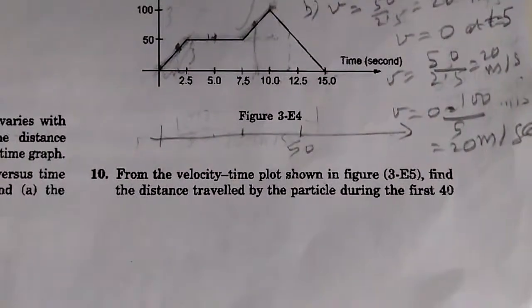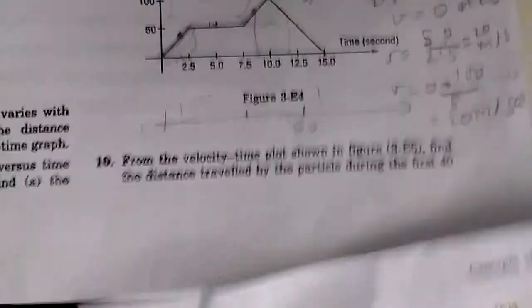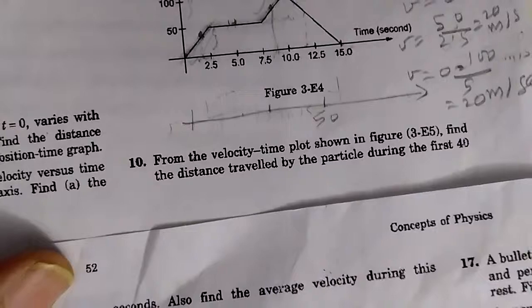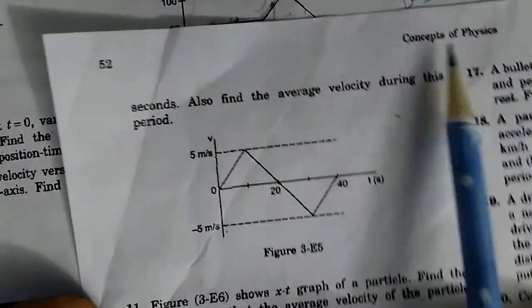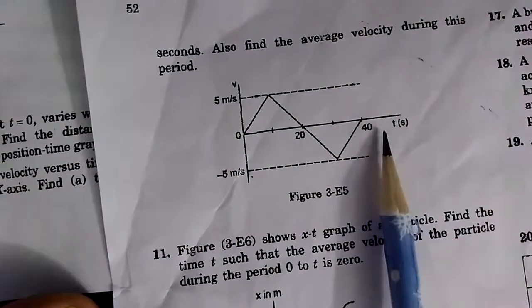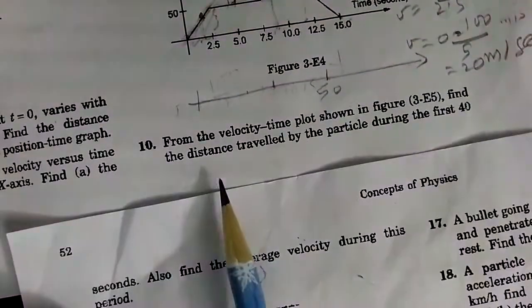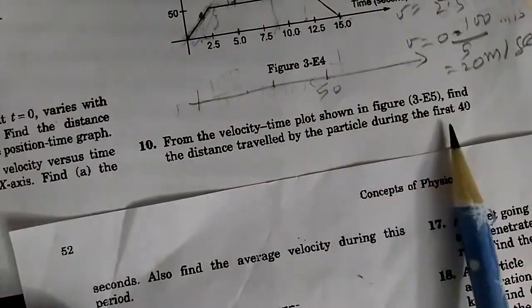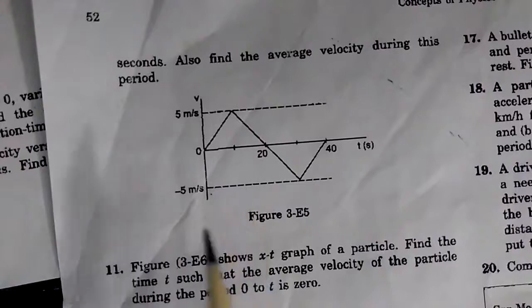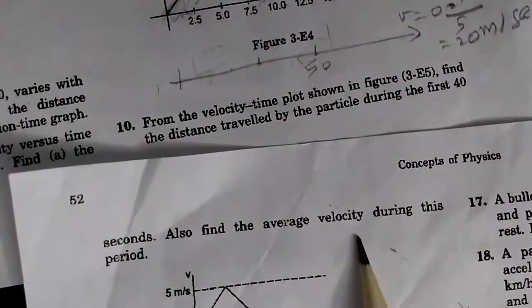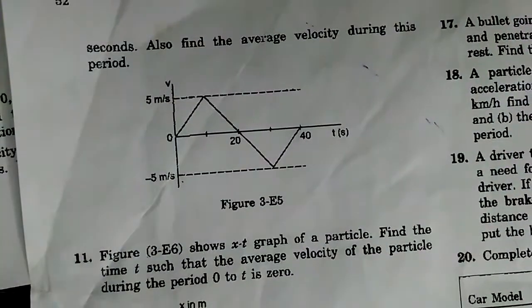Question number 10, we are required to find from the velocity time plot shown in the figure. This is the velocity and time plot. Find the distance traveled by the particle during the first 40 seconds. Also find the average velocity during the period. So first we need to find out the total distance traveled.